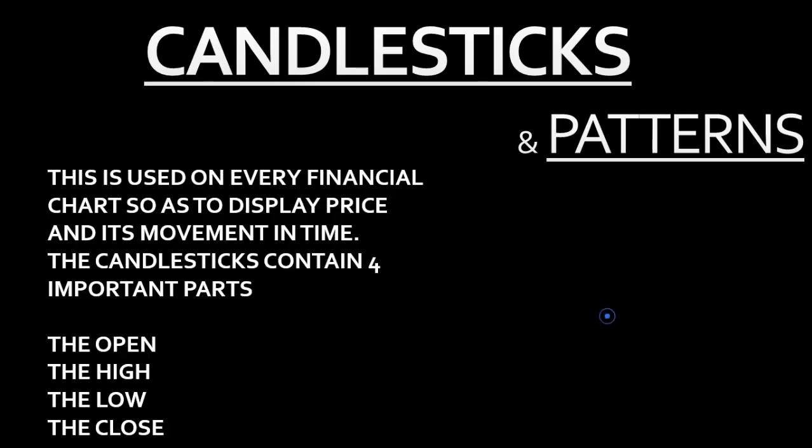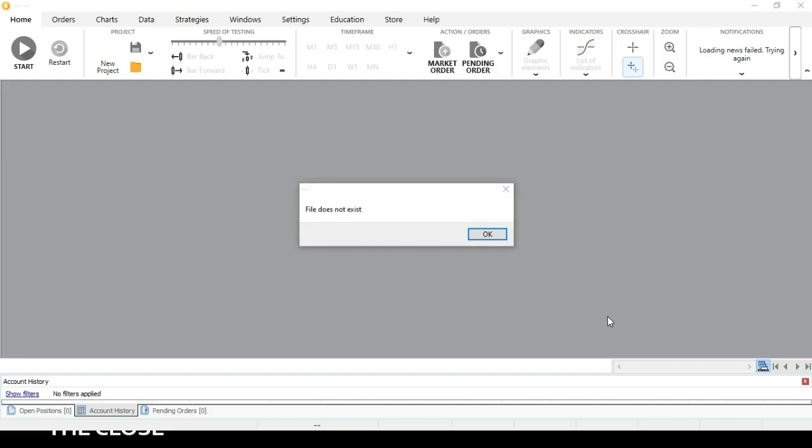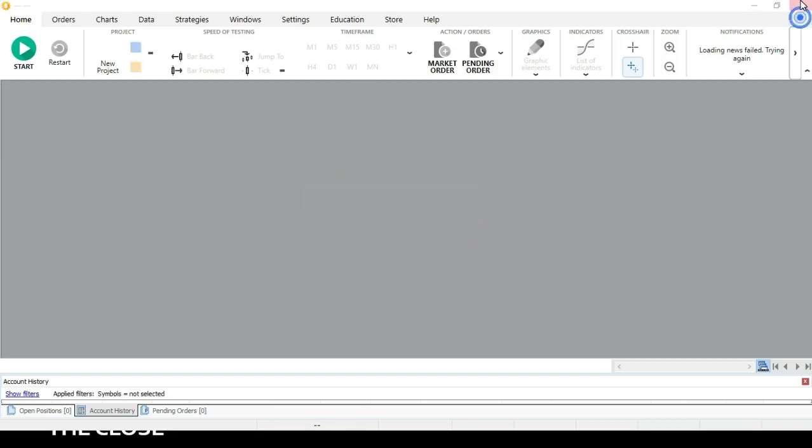So now moving on, we'll be looking at candlesticks and some candlestick patterns for today. First, quickly, candlesticks are tools used on every financial chart to display price and the movement of price. They actually display what price is doing at every given time. As you can see on the screen, they are used to display price at a given time.